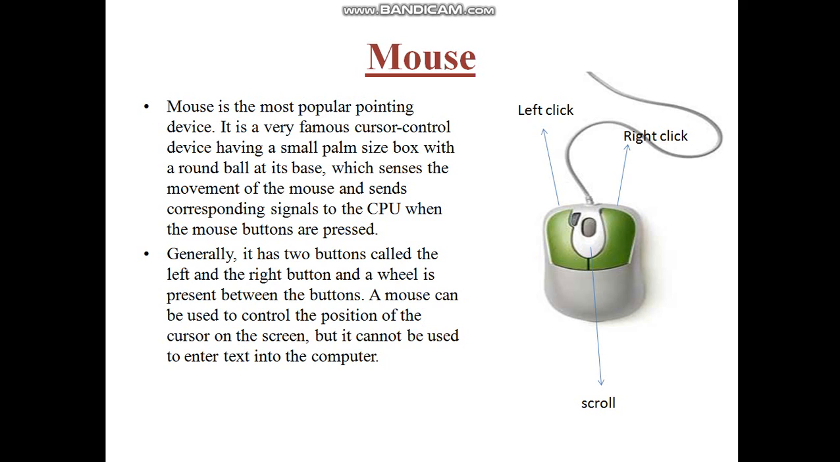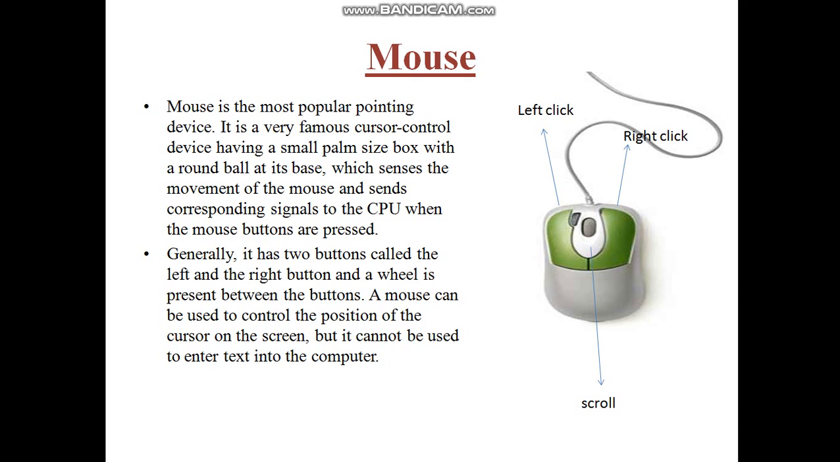Next is the mouse. The mouse is a pointing device. A point-and-draw device is simply known as a mouse. The mouse is the most popular pointing device. It is a very famous cursor control device, a small palm-sized box with a round hole at its base, which senses the movement of the mouse and sends corresponding signals to the CPU when the mouse buttons are pressed.